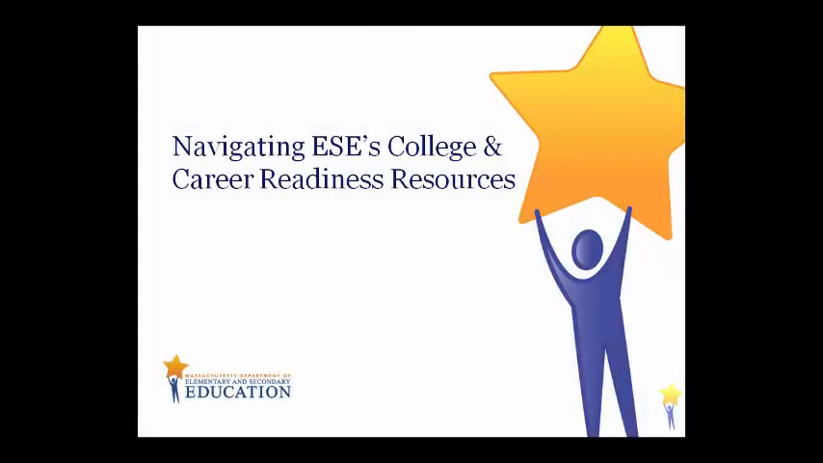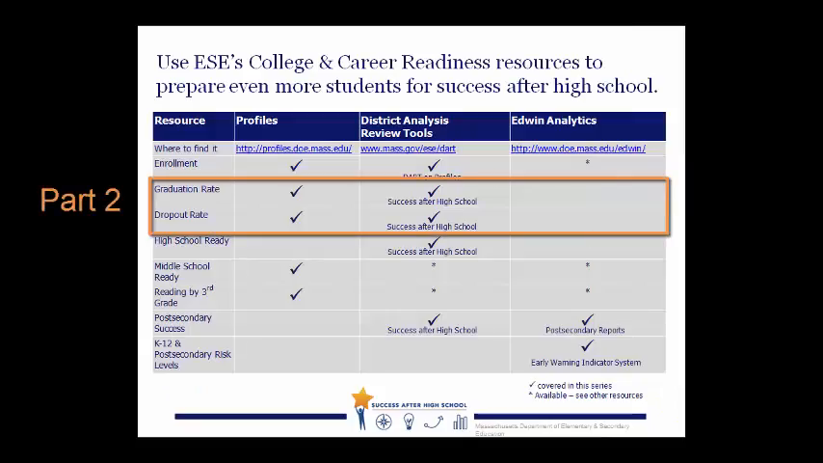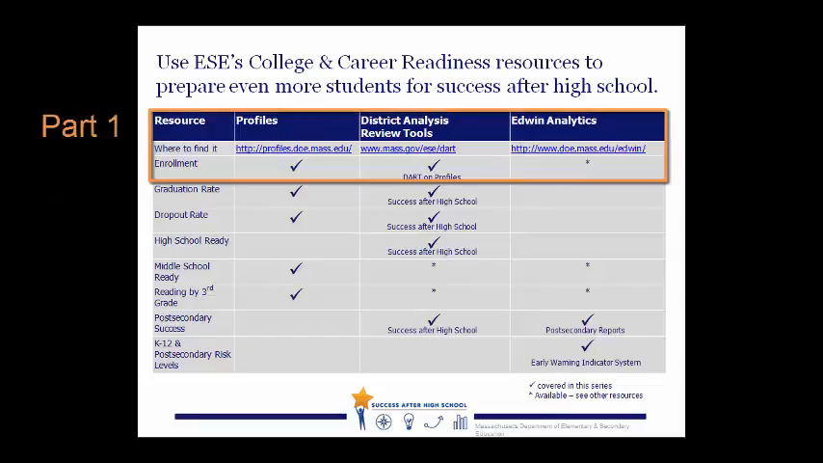This video is part 2 of a series of college and career readiness resources available on the website of the Massachusetts Department of Elementary and Secondary Education. In this video, we'll cover where you can find information about dropout rates and high school graduation rates on profiles and in the Success After High School DART. For guidance on where to find these tools, see part 1 of this video series.